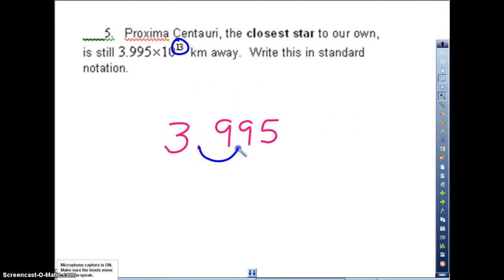Here we go. 1, 2, 3. Keep going. 4, 5, 6, 7, 8, 9, 10, 11, 12, 13. What goes in all the dips? Yeah, some zeros. Don't forget to throw in your commas and you'll have your answer.